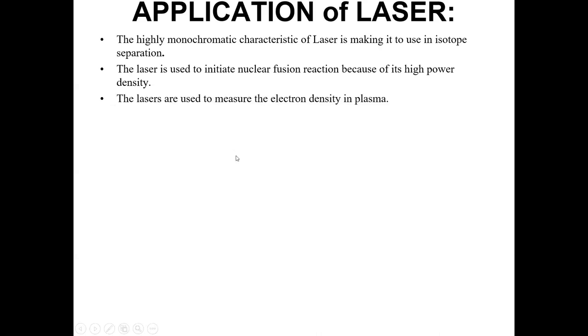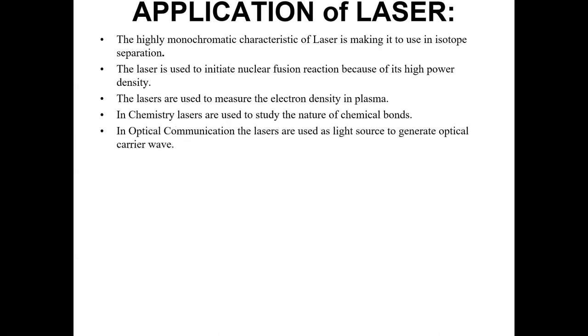And laser is also used to measure the electron density in plasma. Chemistry labs use it to study the nature of chemical bonds. That means you are giving energy and seeing at what strength the chemical bond breaks, so that can be the bond strength. For suppose at a particular range of the laser beam the chemical bond breaks down, that is the strength of the chemical bond that can be analyzed. And in optical communication, lasers are used as a light source. In the next topic, fiber optics, we will discuss the role of the light source in optical fiber communication.